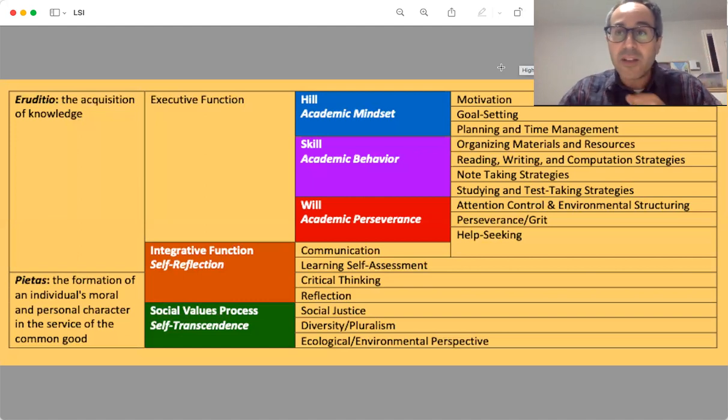We move then into the skill. So getting up that hill, what skill? We've got our academic behaviors. Here's doing school.